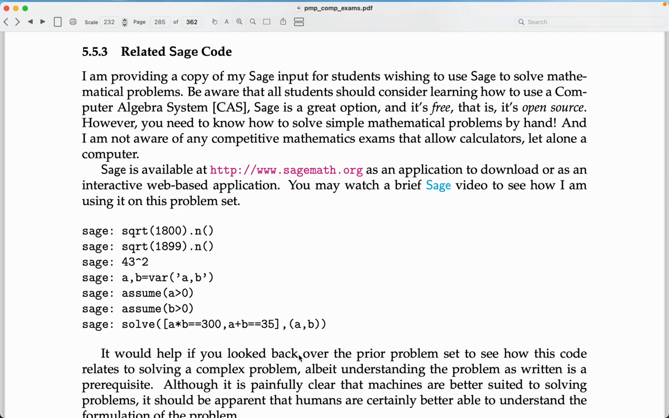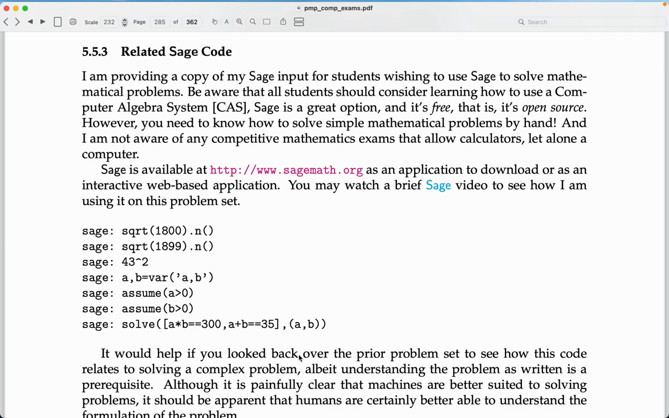5.5.3, related Sage code. The point of this is that a lot of times when people are doing problems, a lot of things exhaust them. For example, arithmetic exhausts people. That's probably the big one. I'm going to say if it's exhausting you, using a calculator is not a bad thing to be doing. And Sage is great at using computation.